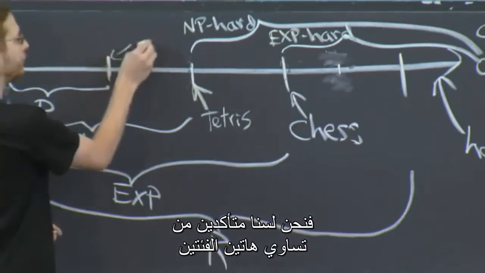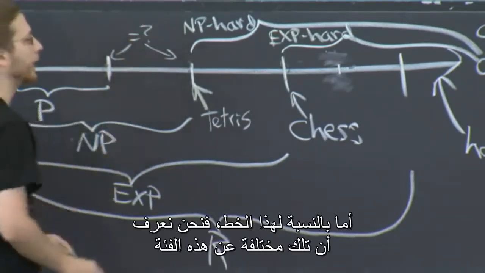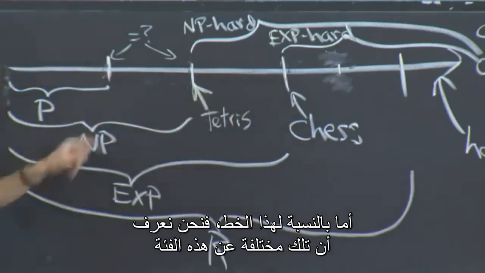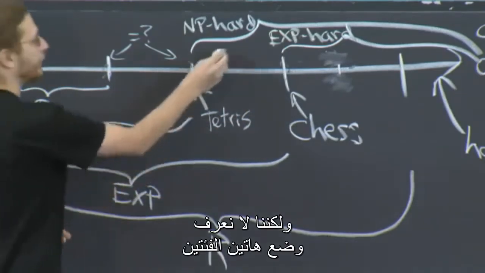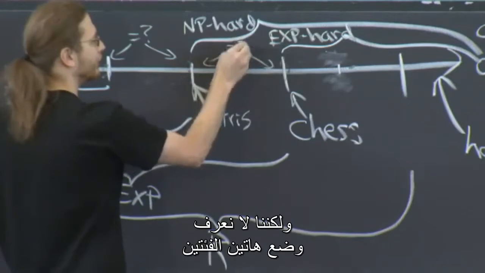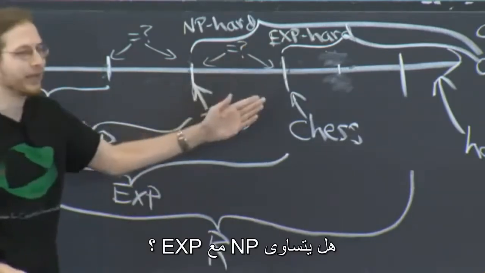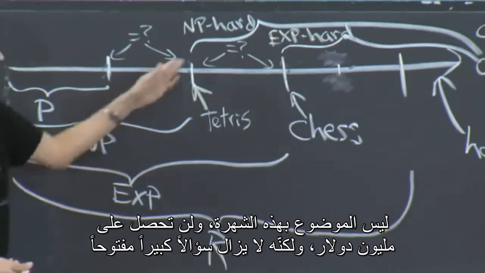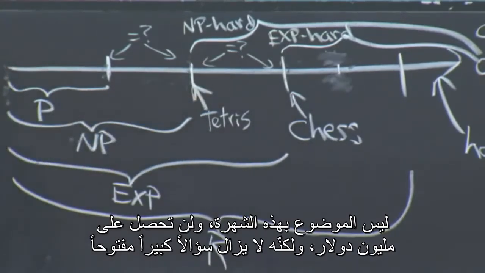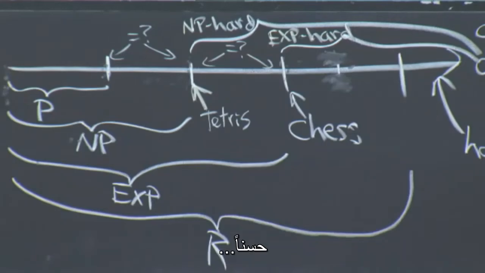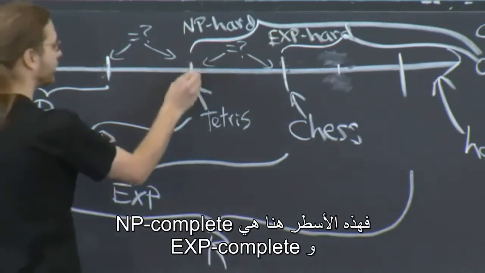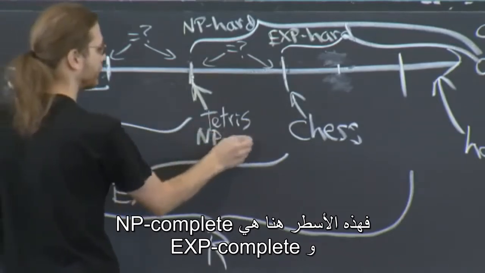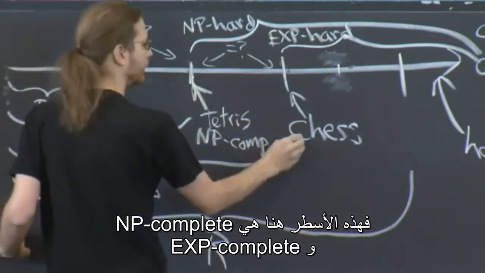So whereas this one, these two, we're not sure, are they equal? This line we know is different from this one. We don't know about these two, though. Does NP equal EXP? Not as famous. You won't get $1 million, but still a very big open question. All right, what else do I want to say? Tetris, chess, EXP. Right, so these lines here, this is NP complete, and this is EXP complete.